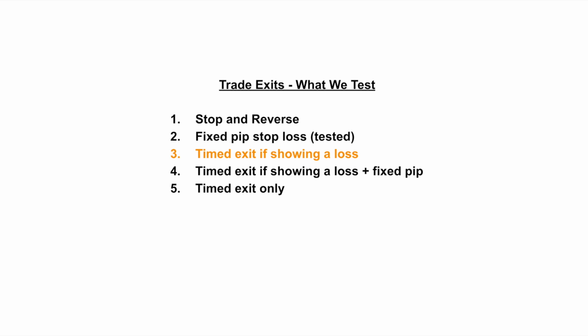We all know what they are, and we're going to run an optimization just to see whereabouts the best area is. Is it going to be 150 pips? Is it going to be 400 pips? We're going to find that out. And the object of this development is not to find the best fixed pip stop loss. It's just to find a pretty good one, a pretty stable one, so that we compare it to the one which I really want to talk about, which is exit number 3, which is the timed exit if showing a loss. So let me explain.